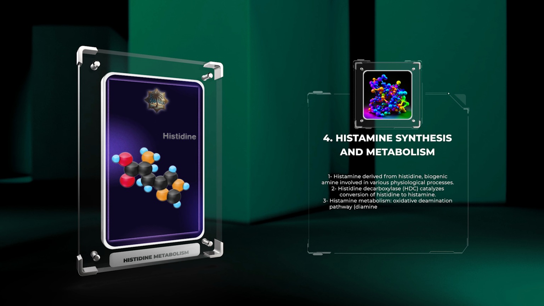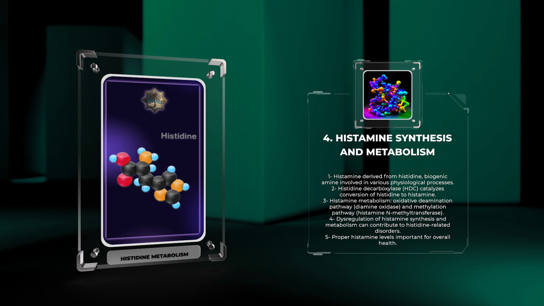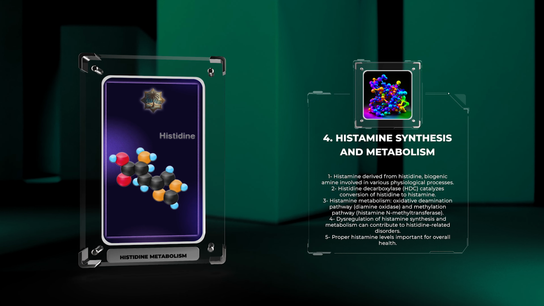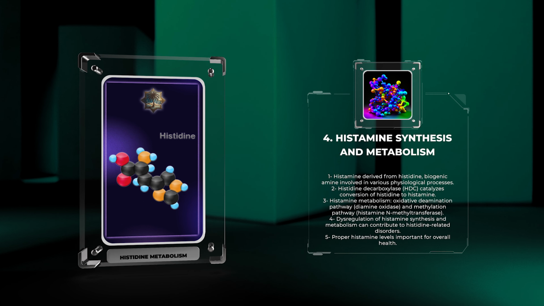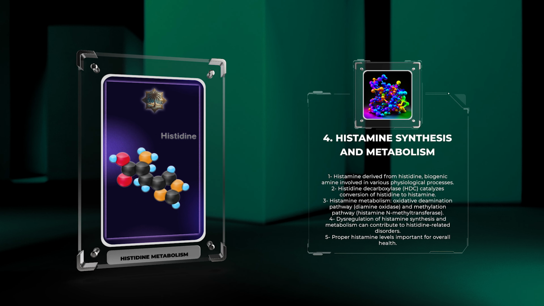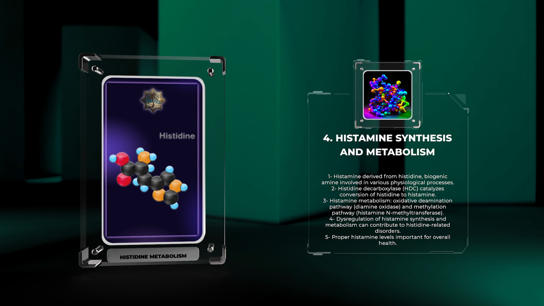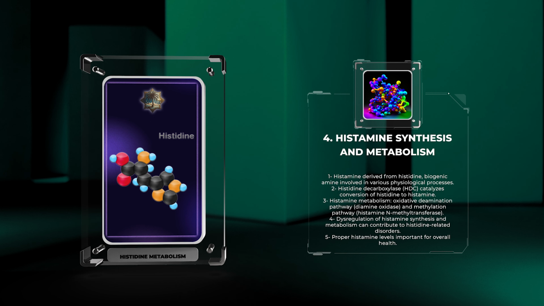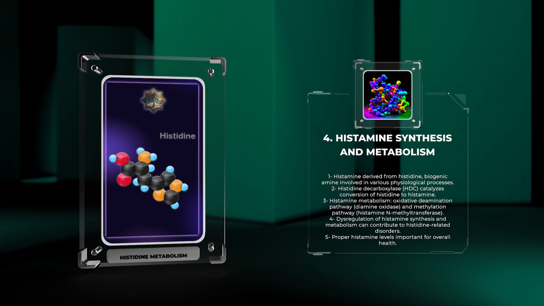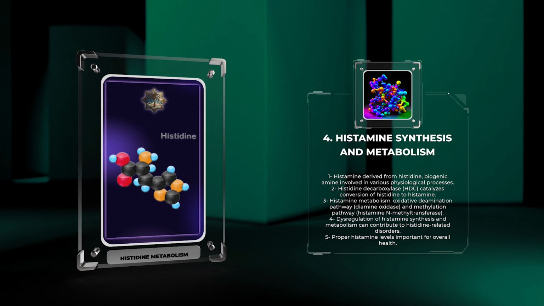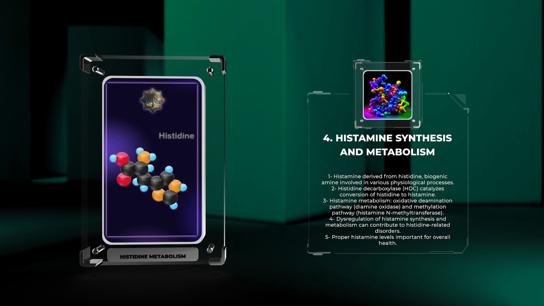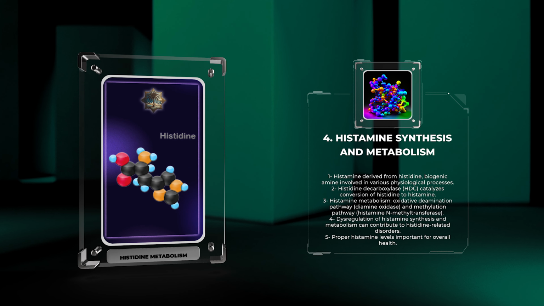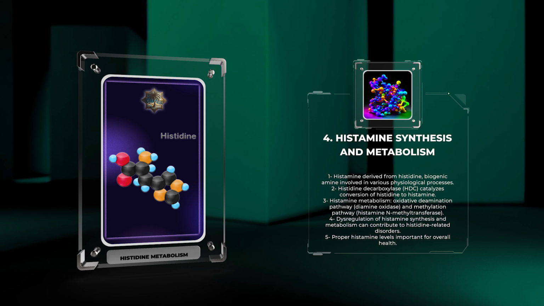Histamine, derived from histidine, is a biogenic amine involved in various physiological processes, including allergic responses, gastric acid secretion, and neurotransmission. Histidine decarboxylase, HDC, catalyzes the conversion of histidine into histamine. Histamine metabolism primarily occurs through two main pathways: the oxidative deamination pathway, catalyzed by diamine oxidase, DAO, and the methylation pathway, involving histamine N-methyltransferase, HNMT. These enzymatic reactions ensure the maintenance of histamine homeostasis within the body.